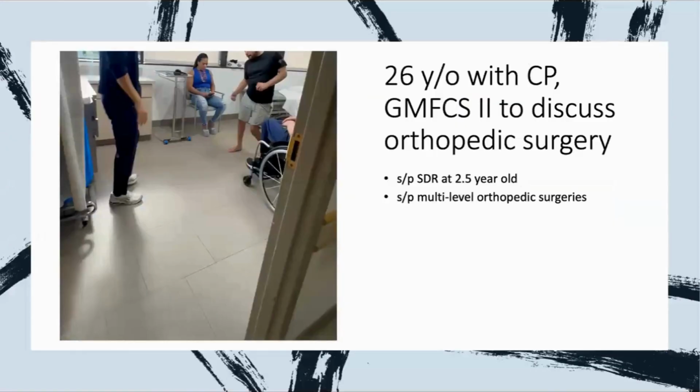And this is my patient as a grown-up. He's a 26-year-old male with known cerebral palsy, GMFCS 2, who came to my adult cerebral palsy clinic to discuss further orthopedic surgery. He had SDR at 2.5 years old by Dr. T.S. Park, and he had multiple orthopedic surgeries for soft tissue lengthenings, but however, he still has quite significant gait abnormalities.